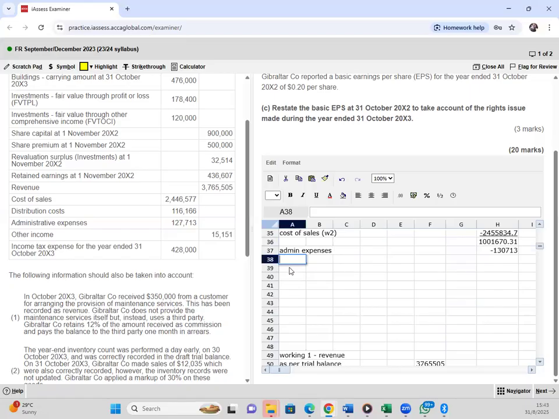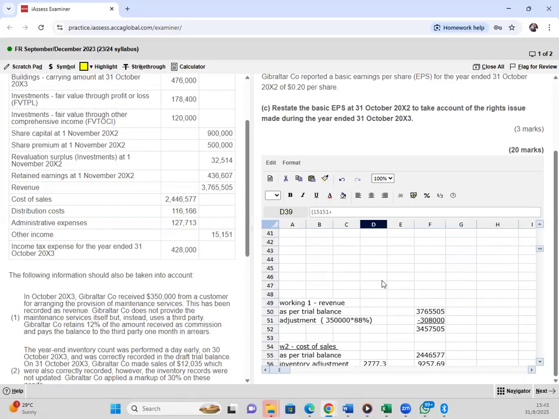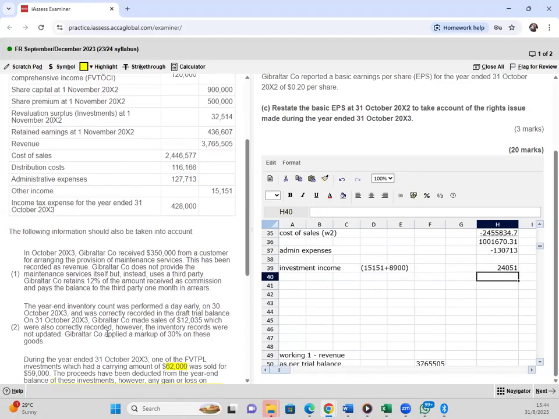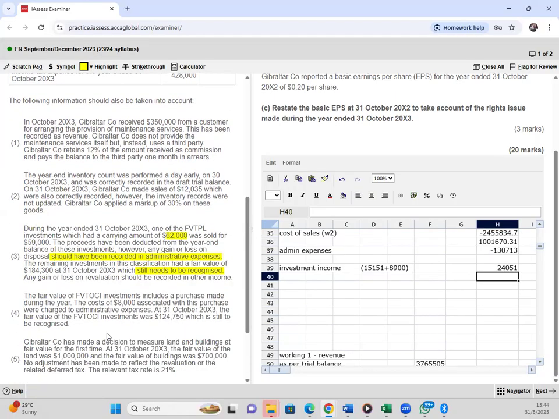So we said we have investment income, but let me put it after the expenses. For investment income, there was 15,151 given, plus the investment income we've calculated, 8.9. Income is positive, so that's 15,151 plus 8.9. Let's go back to the additional information. Any gain or loss on revaluation should be recorded in other incomes. I think that is what we've done, because there was a gain in investment.